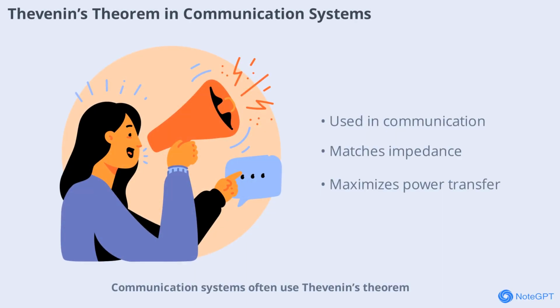Communication systems often use Thevenin's theorem to match impedances and maximize power transfer. By simplifying complex transmitter and receiver circuits, engineers can ensure that signals are transmitted efficiently and with minimal loss. Thevenin's theorem is a key tool in designing reliable and high-performance communication networks.